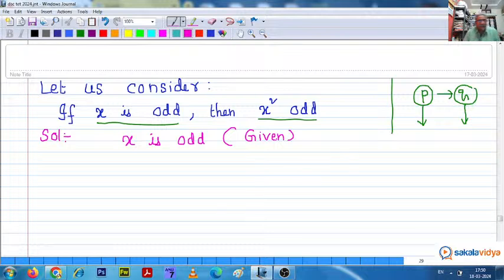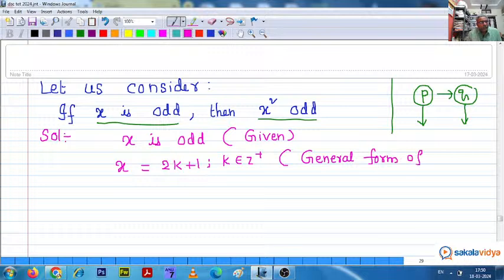So, what is the general form of an odd number? What is the general form of an odd number? Let us write x is equal to 2k plus 1, where k belongs to positive integers. So, what is the reason? That reason you need to form it. This is the general form of an odd number.